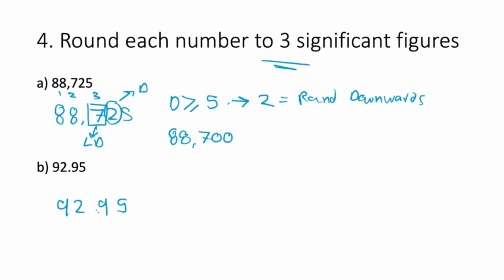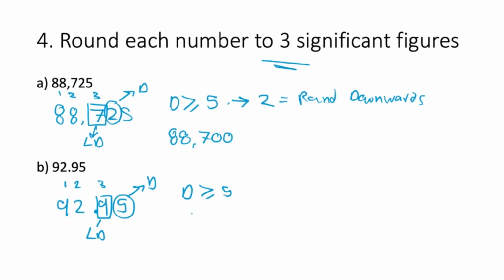92.95. Round to the nearest 3 significant figures. So you would count from left to right. 1, 2, 3. 9 would be the last digit, and 5 would be the decider. The decider has to be greater or equal to 5 to round upwards. In this case the decider is 5, so we round upwards.